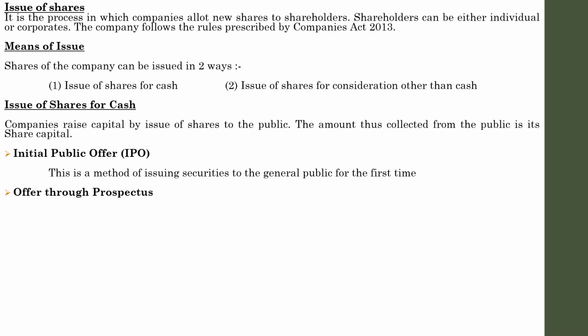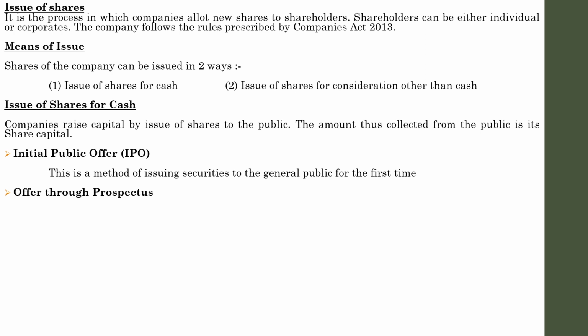This involves inviting subscription from the public by issue of prospectus. Prospectus means brochures, or in simple terms we can say advertisement regarding the shares of the company. A formal advertisement of issue of shares of the company is known as prospectus. It is just like a brochure of a hotel or a restaurant. It contains the complete details of the shares which the company is going to offer. That is known as prospectus.